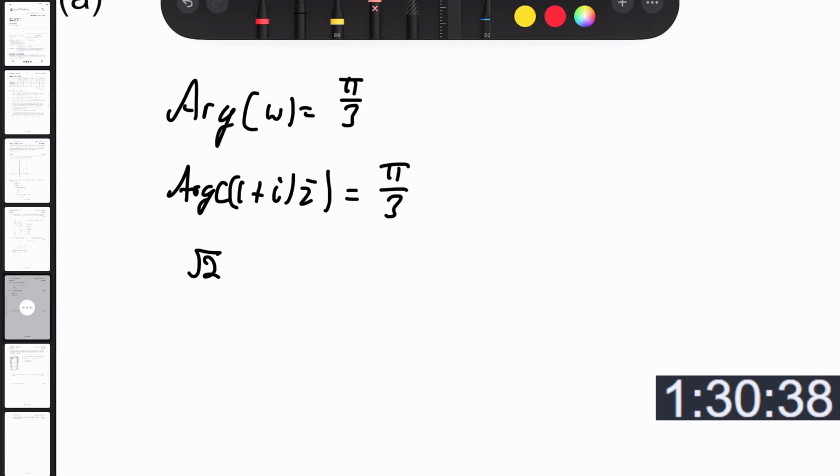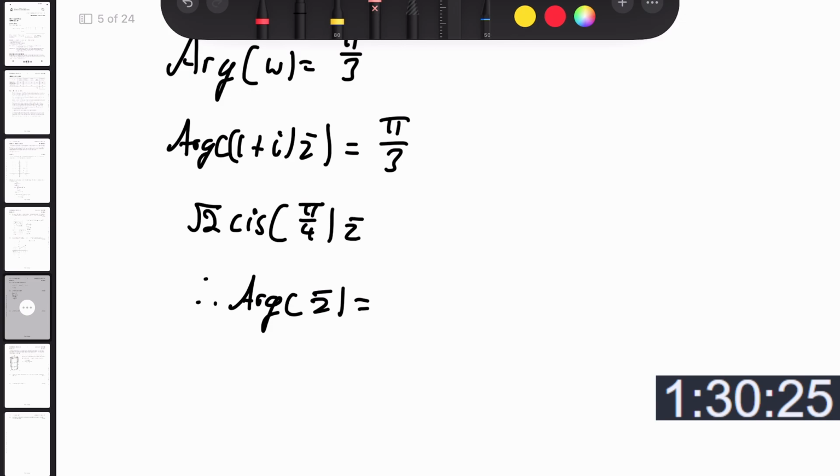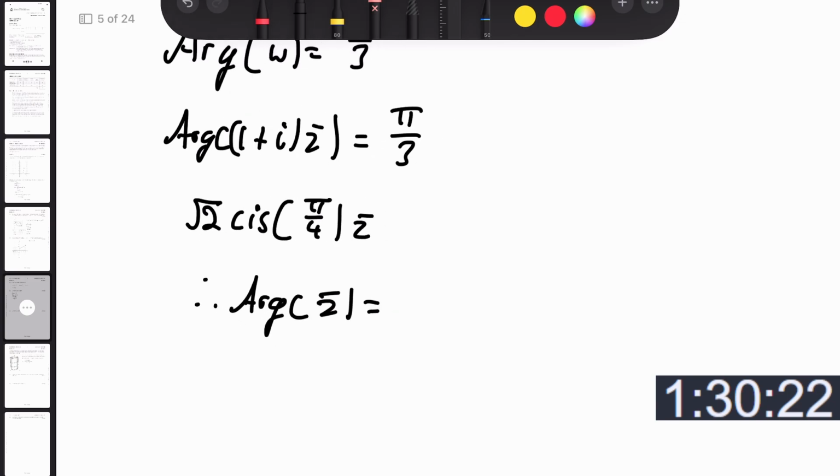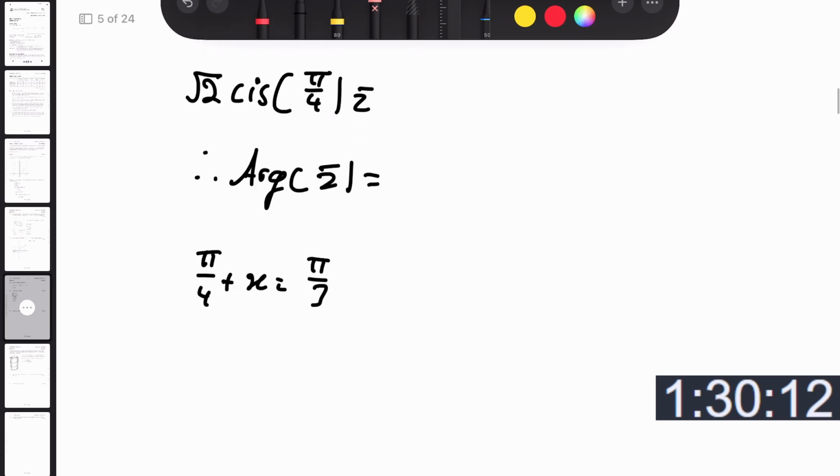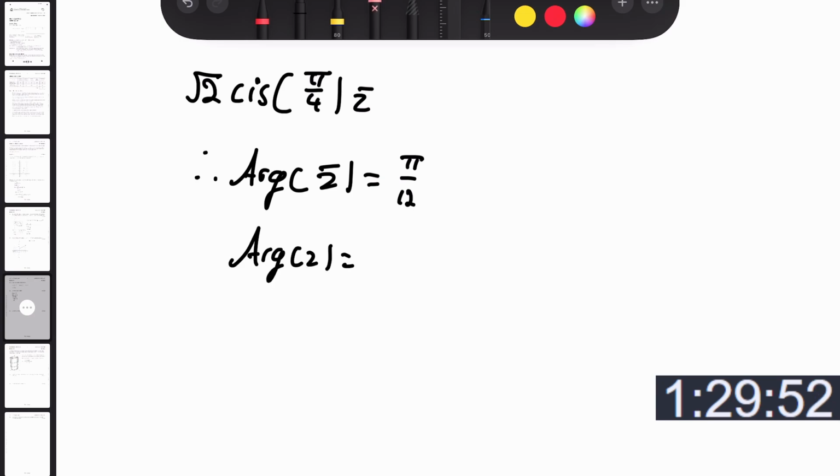Therefore, this is square root of 2 cis of pi on 4. Z conjugate. Argument of z conjugate is going to equal, so I need pi on 4 plus something to equal pi on 3. So x is going to equal pi on 12. So 3 pi on 12 plus pi on 12, yep. So the argument of z itself is going to be negative pi on 12.